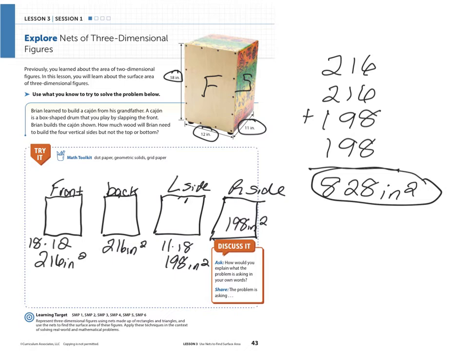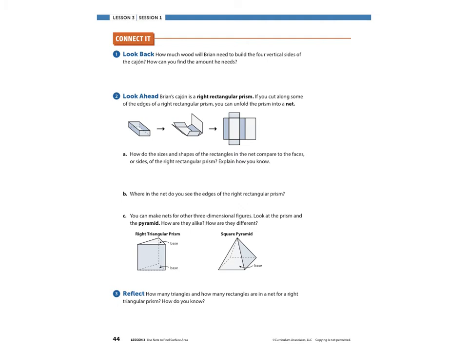Okay, so next is actually taking all this information and using it, or writing it out to make sense. Looking back, how much wood will Brian need to build the 4 vertical sides of the Cajun drum? How can you find the amount he needs? Well, we showed it on the previous page, but the actual answer here we already had is 828 inches squared.